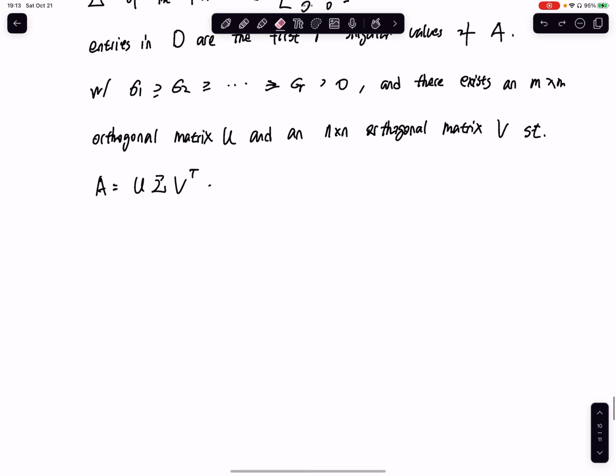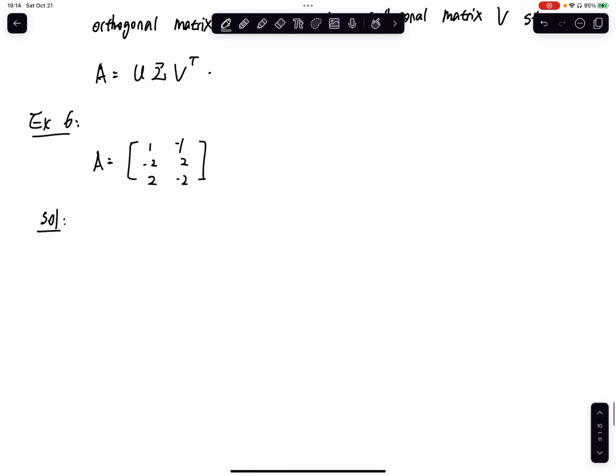So let us do an exercise to find a singular value decomposition, where our A is given by 1, -1, 2, -2, and 2, 2, -2. So we want to find the singular value decomposition. First, let us compute A transpose A. I will just ignore the calculation here; one can check it by themselves. This leads to the eigenvalues of A transpose A being either 18 or 0.